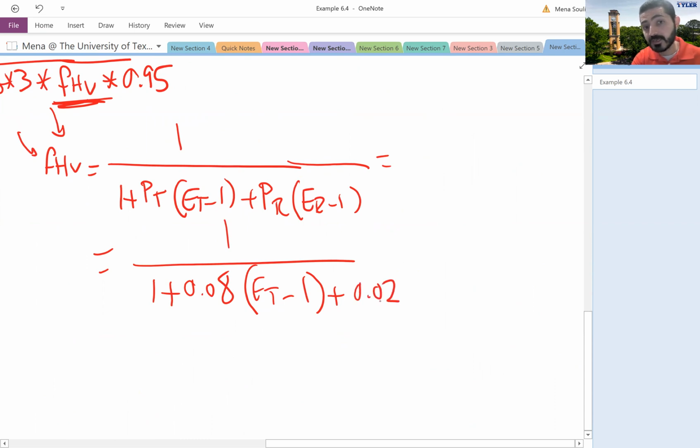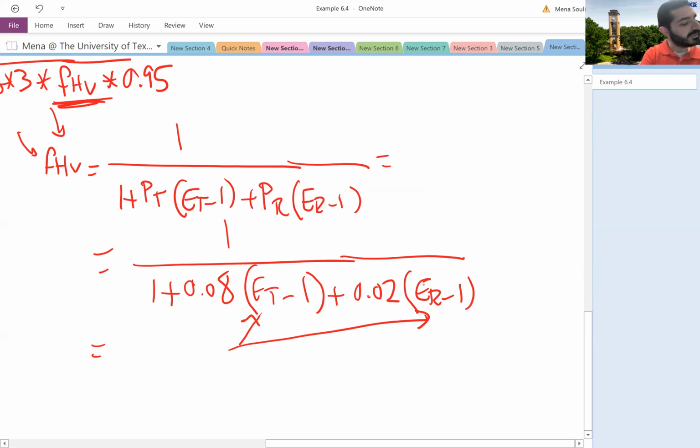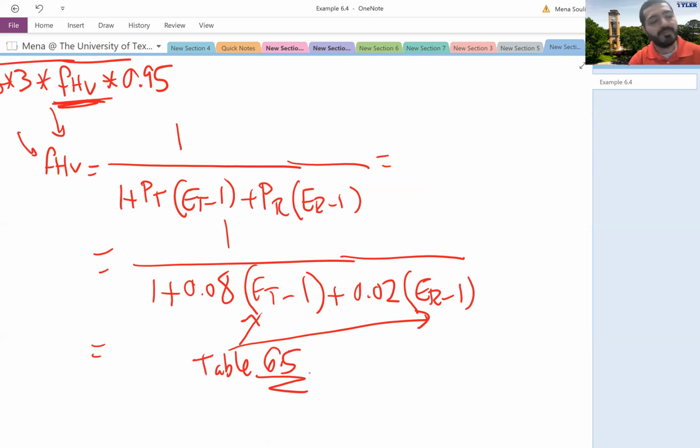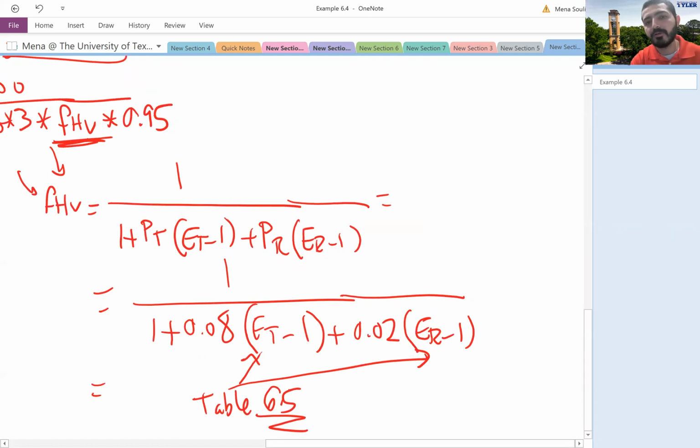The percentages here, as you could see, are in decimals. So 0.02 times ER minus 1. All right, so where do we get the ET and ER? We get them from table 6.5. It's a very simple table. It only asks what type of terrain you have: is it level, rolling, or mountainous terrain?